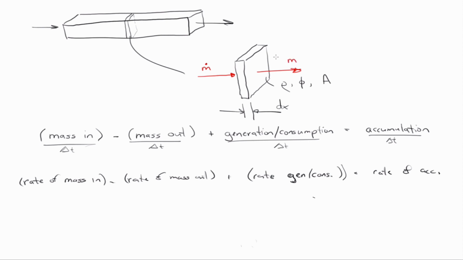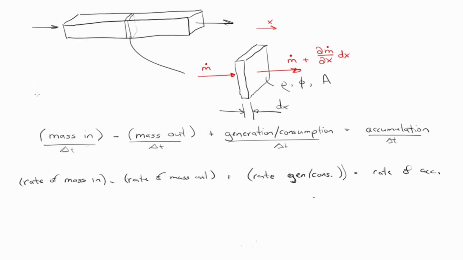What comes out has to equal what went in, plus the change with respect to x. So x is in this direction. It's just a one-dimensional media. So the change of mass times dx, right? The change in mass with respect to a small distance dx, times dx.